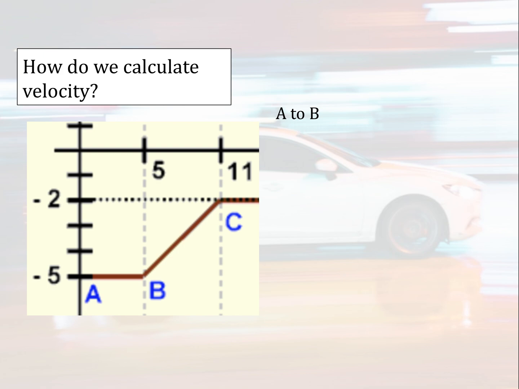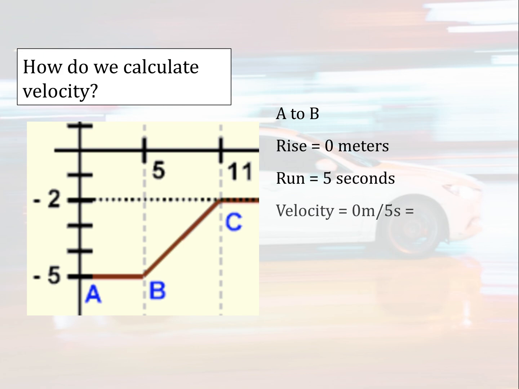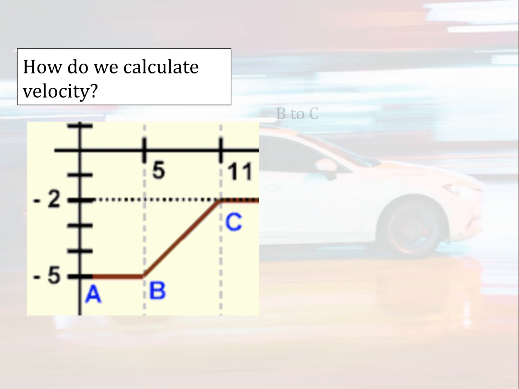If we're looking at from A to B, you'll notice we have a slope of 0. So our rise is 0. Our run is 5. So our rise 0, our run is 5. 0 divided by 5 is going to be 0 meters per second. Okay, and for all lines that are a flat line on a position time graph like this, flat just meaning no slope, you are always going to have a 0 meter per second slope.